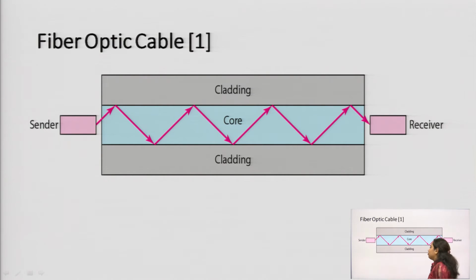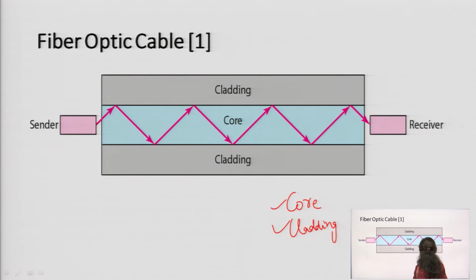Fiber optic cable revolves around two things, that is core and cladding. These two terms are important in the case of fiber optic cable. The sender will generate the signal in the form of light, it will travel through this core, and here the total internal reflection, that is TIR, will take place. It is based on the total internal reflection, and it will be received at the receiver side.